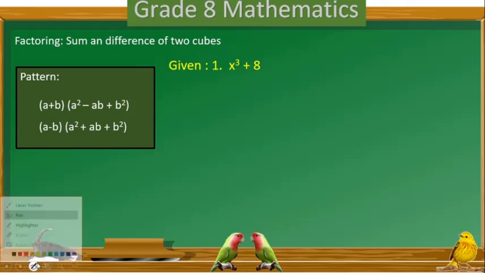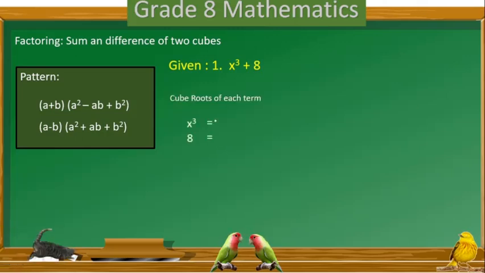The first problem, number 1, is x cubed plus 8. First, you have to find the cube root of each term. That is a very important matter in solving for the factors of the sum and difference of two cubes. What is the cube root of x cubed? That is x. Why x? Because when we multiply x three times, that is equivalent to x cubed.